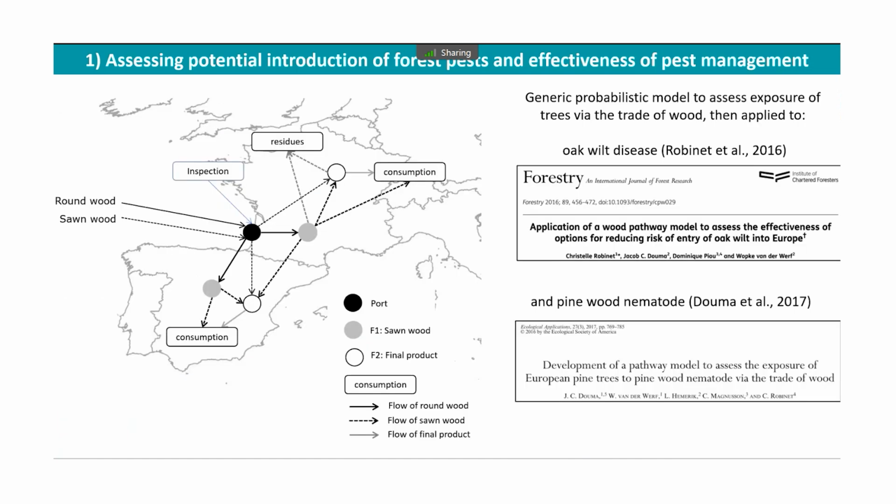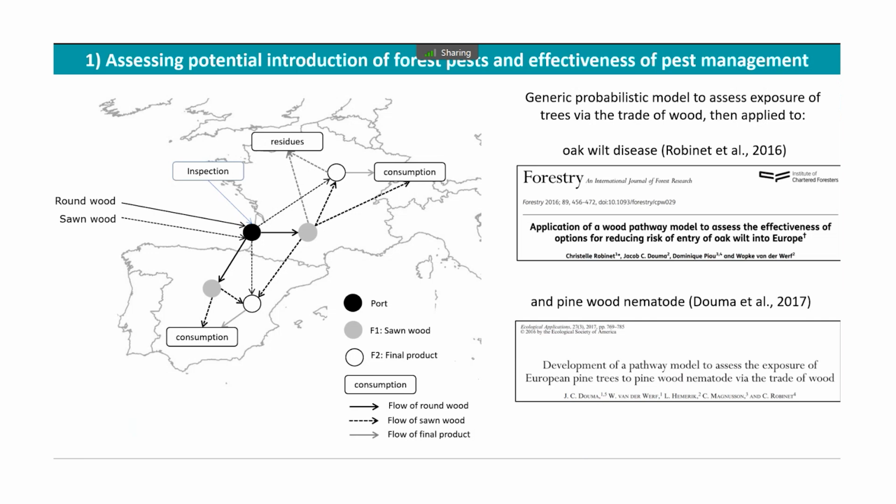So my colleagues from Wageningen and I had a project with EFSA a few years ago, and we developed a generic probabilistic model to assess exposure of trees to the threat of wood. Then we applied the generic model to two case studies. The first one is the oak wilt disease, and I'm going to talk a little more about this, and about the pine wood nematode. But now I'm going to describe more generally this generic probabilistic model.